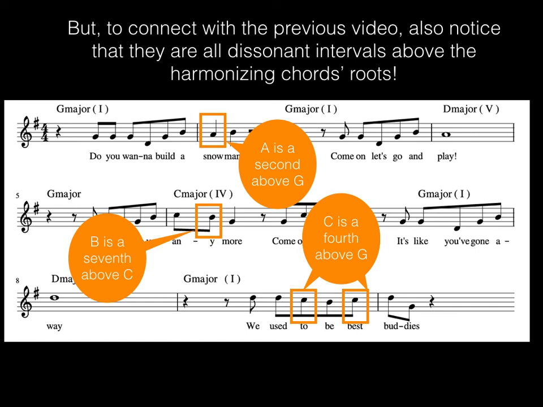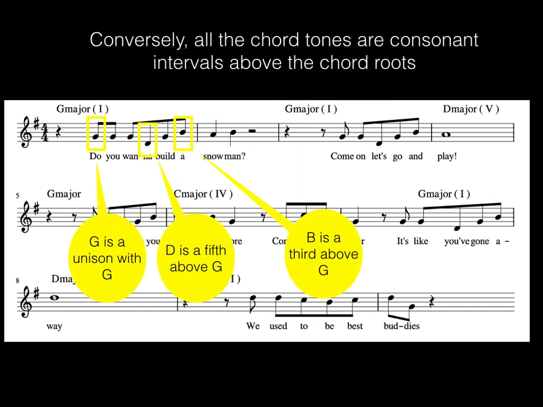Go down to the second line, the B is a seventh above C. That's a dissonant interval. And then C is a fourth above G. The G major triad is harmonizing that last line, and C is a fourth above it. A fourth is a dissonant interval. And then conversely, all the chord tones are consonant intervals above the chord roots. So G is a unison with G. D is a fifth above G. B is a third above G. So these are all consonant intervals.